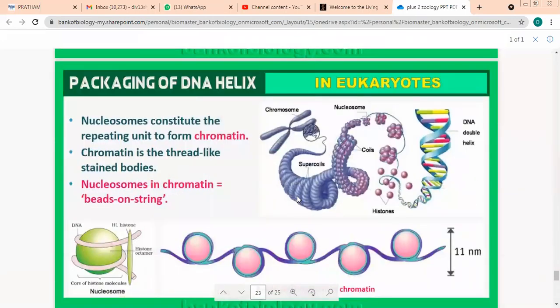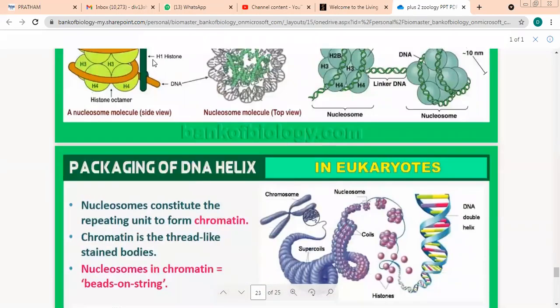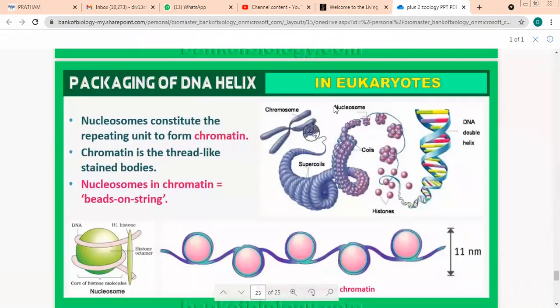Let us talk about the packaging of the DNA helix in eukaryotes. These nucleosomes constitute the repeating units to form chromatin. All these nucleosomes combine together like this, and they form what we call the chromatin material. What is this material called? Chromatin. Chromatin is a thread-like body. So nucleosomes in chromatin is equal to beads on a string.